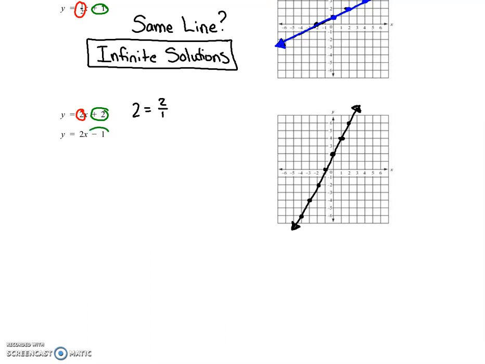The second one, my y-intercept is -1. So on my y-axis, I'm going to go down to -1. My slope is 2 again. So 2 is equal to 2 over 1. So I'm going to go up 2, right 1. Up 2, right 1. Up 2, right 1. Down 2, left 1. And then I'm going to go ahead and graph this.